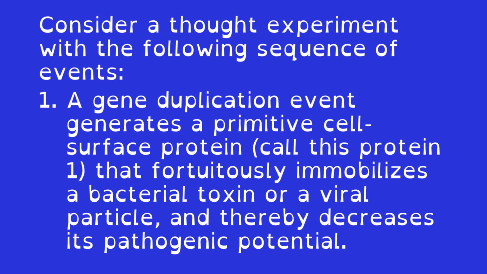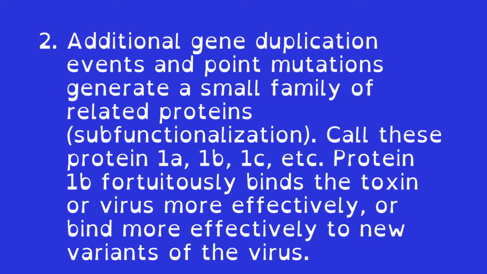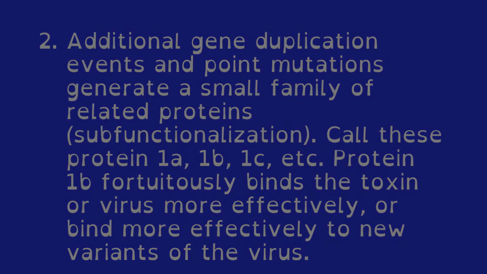1. A gene duplication event generates a primitive cell surface protein, call this protein 1, that fortuitously immobilizes a bacterial toxin or a viral particle and thereby decreases its pathogenic potential. 2. Additional gene duplication events and point mutations generate a small family of related proteins, subfunctionalization. Call these protein 1A, 1B, 1C, etc. Protein 1B fortuitously binds the toxin or virus more effectively, or binds more effectively to new variants of the virus.